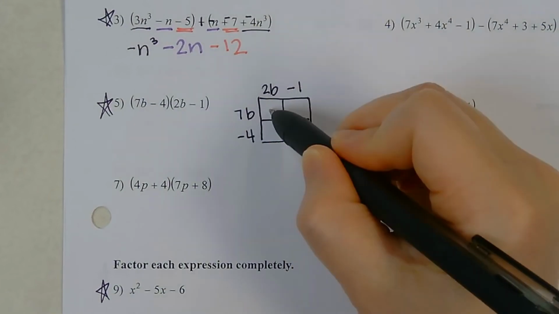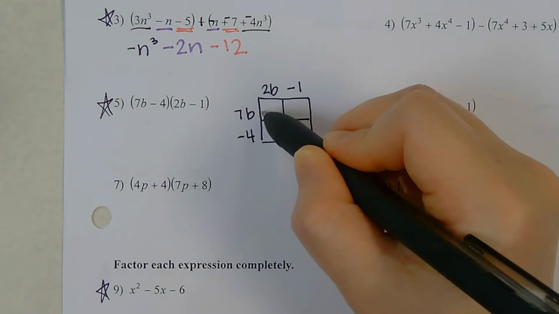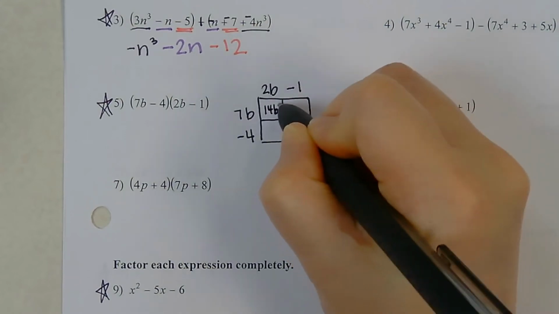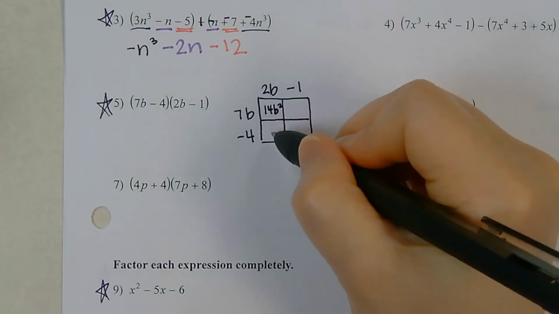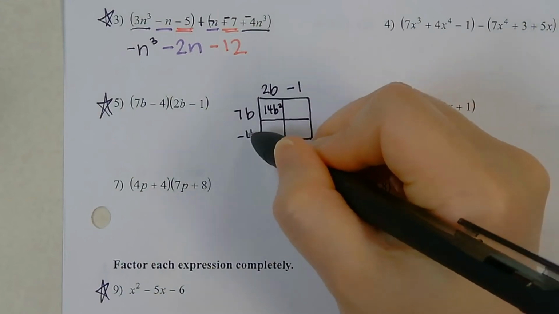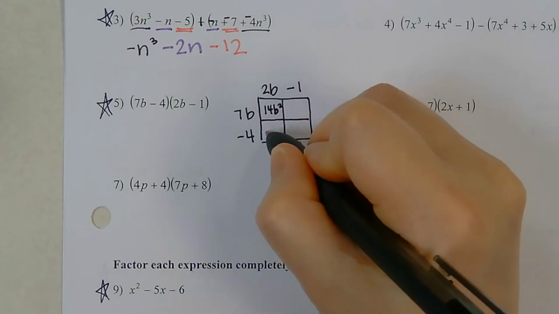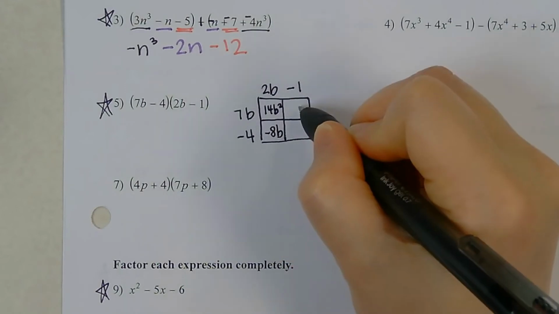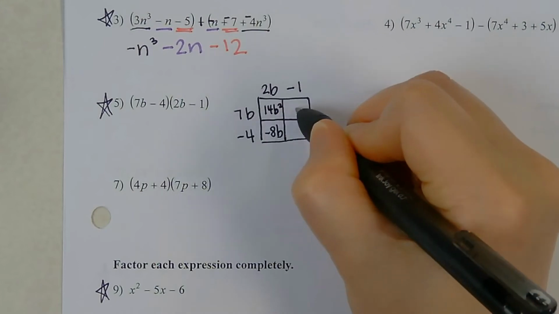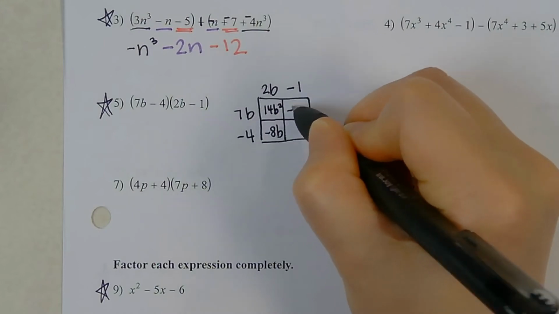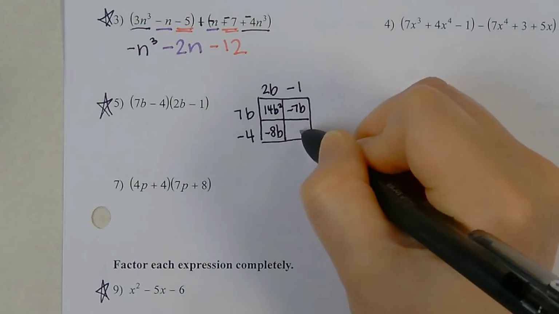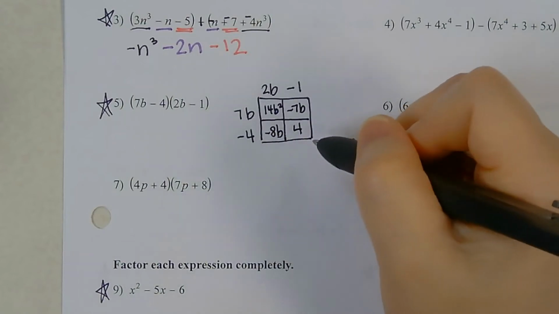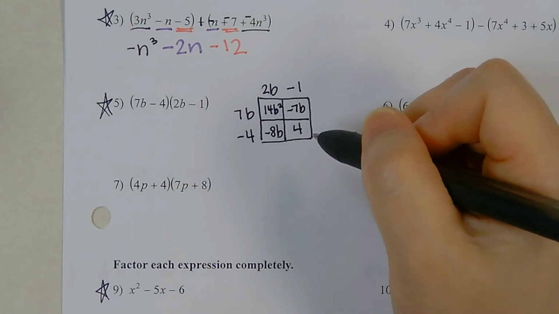So the way we get this answer is you multiply the 7b times 2b, which is 14b squared. All right? And then to get the one below that is negative 4 times 2b, which is negative 8b. And then over here on the second column, 7b times negative 1, which is going to be negative 7b. And then negative 4 times negative 1, which is going to just be positive 4. So please don't just leave it like this. That's not the answer. That's how we get to the answer.